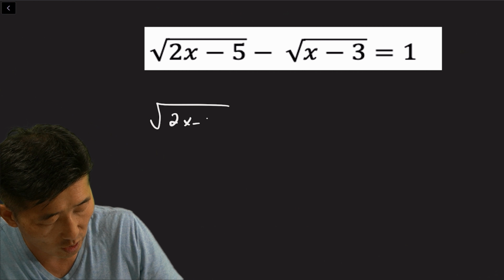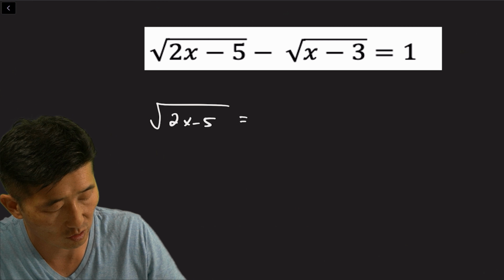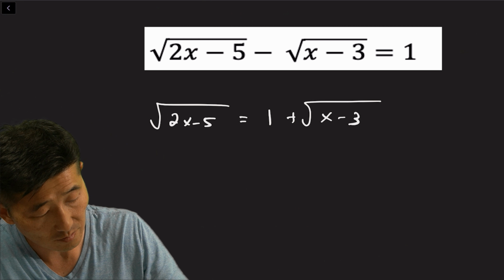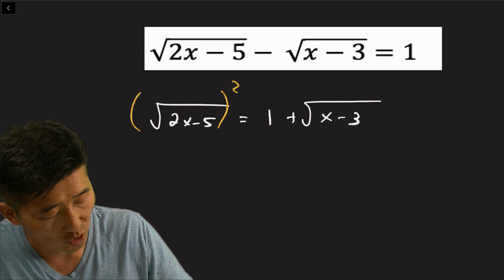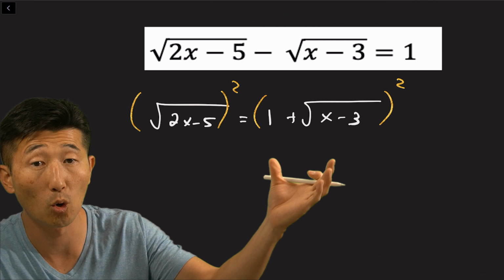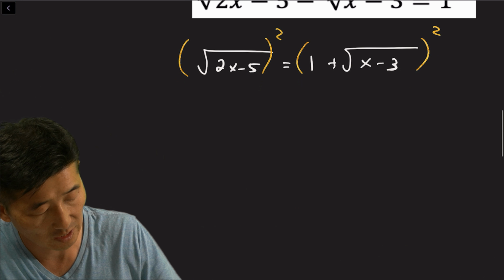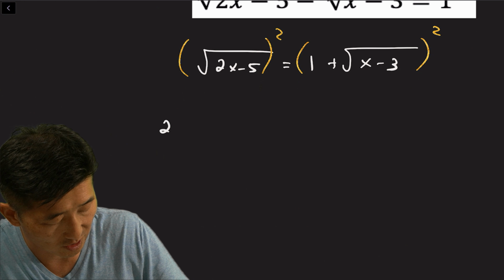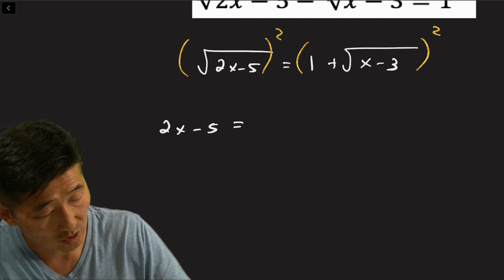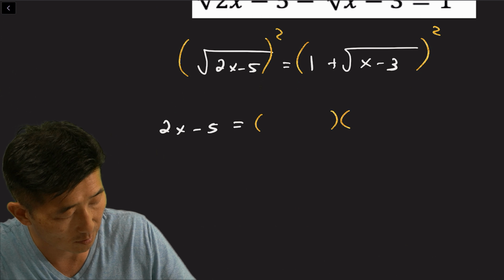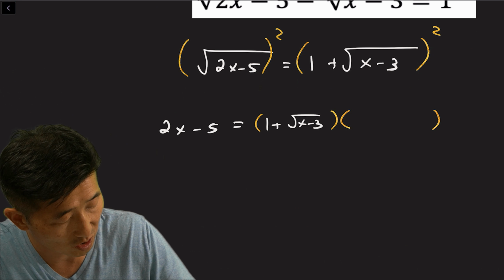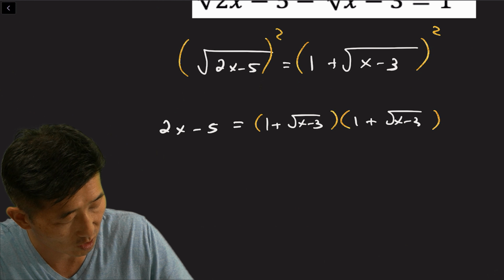So you have radical 2x minus 5 equals 1 plus square root of x minus 3. And from here, you're going to square again. On the right side, square the whole thing, and you have to distribute. The left side will become 2x minus 5. Let me keep my colors consistent. On the right side, you have that times that: 1 plus radical x minus 3, times 1 plus square root of x minus 3.